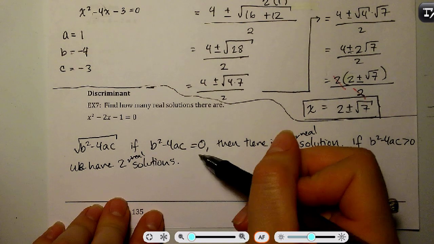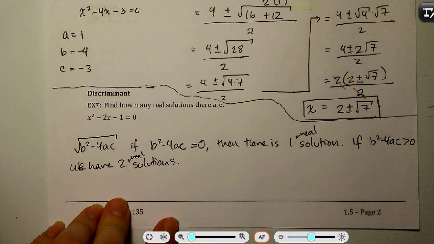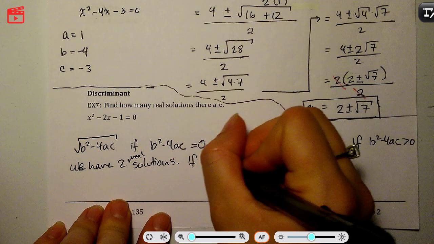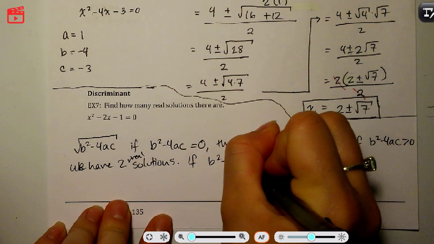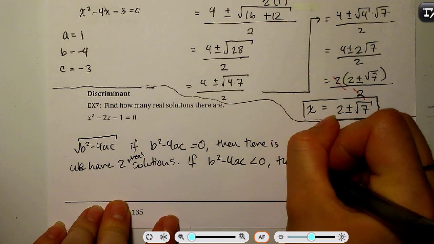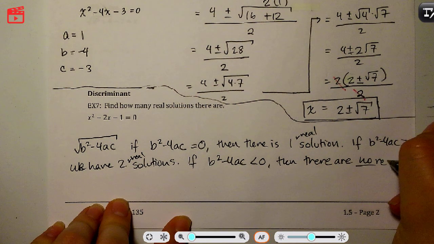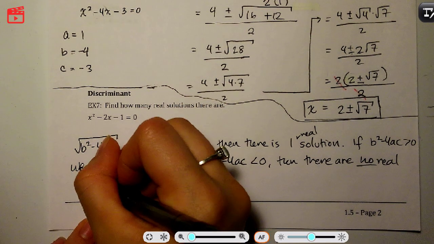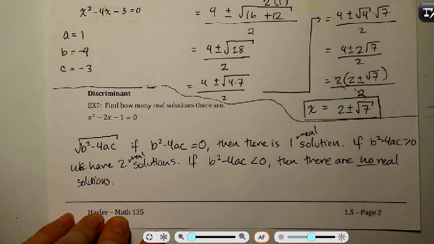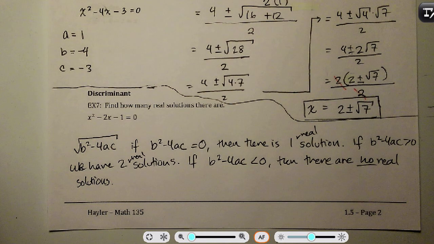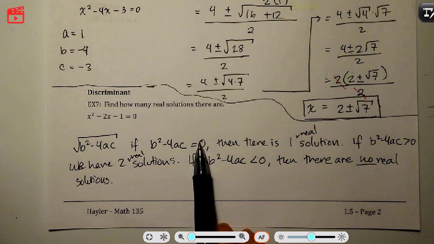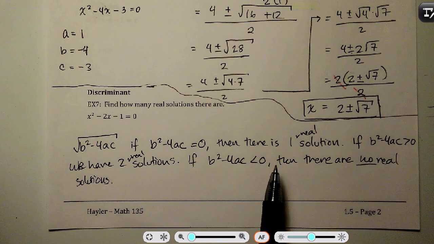And there's another option. So it can equal 0, it can be greater than 0, and it could be less than 0. So if b squared minus 4ac is less than 0, then there are no real solutions, which means we have imaginary solutions. So what we want to do is find out how many real solutions there are. How do we do that? Well, we're going to see if our discriminant equals 0, if it's greater than 0, or if it's less than 0.